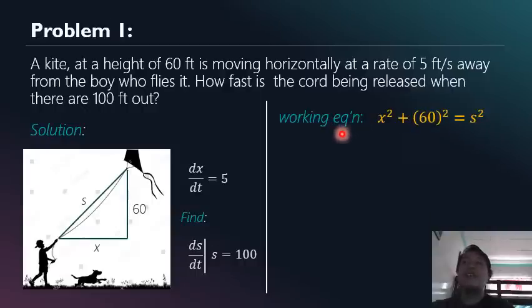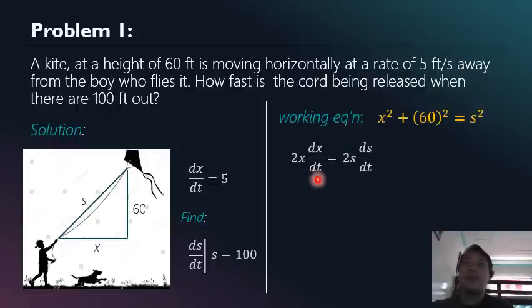Of course, the next step is to differentiate with respect to time. Pag nag-differentiate tayo with respect to time, i-differentiate natin term by term, kagaya nung ginagawa natin kanina sa previous slide. So, what is the derivative of x squared with respect to time? That's 2x dx over dt, right? Plus the derivative of 6 squared, that's of course a constant, so its derivative is 0, is equal to s squared. What is the derivative of s squared with respect to time? Of course, that's 2s times ds over dt.